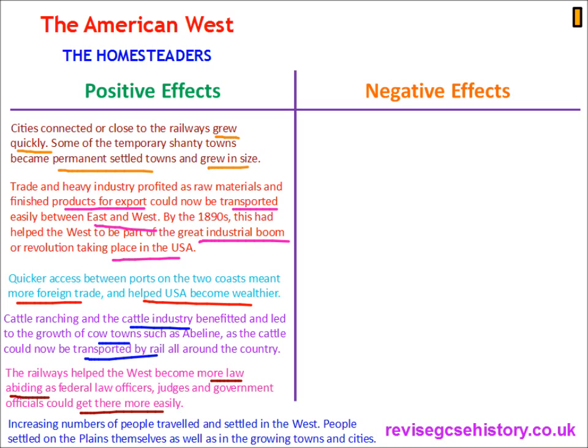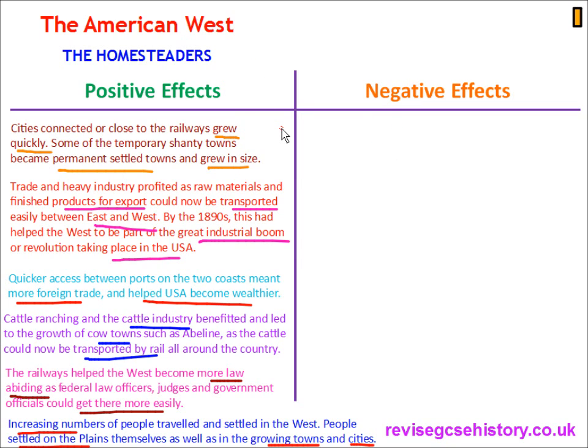Hopefully this one will just be visible at the bottom of this slide here. Just squeezed it in a bit. So increasing numbers of people travelled west and settled in the West, and this meant that more people settled on the plains themselves, and this helped towns and cities to grow, and it helped to civilise the Great Plains.